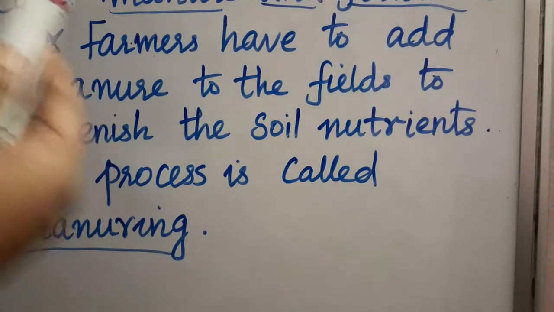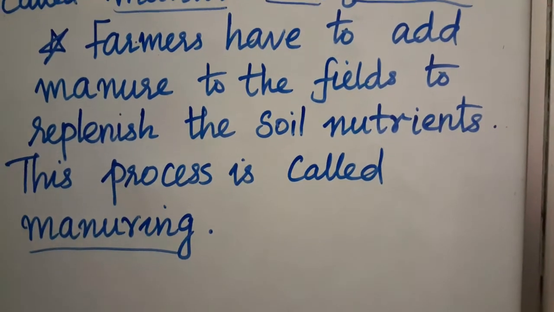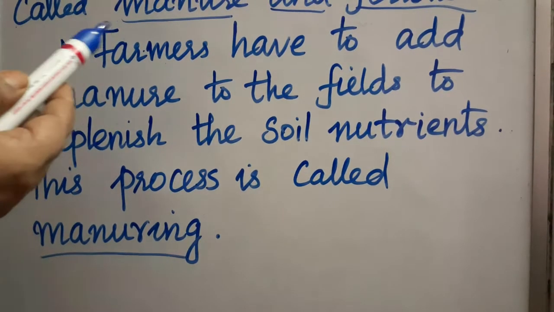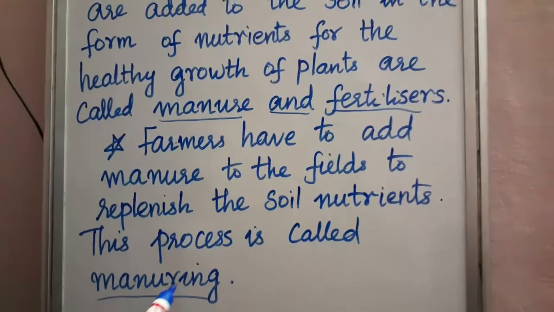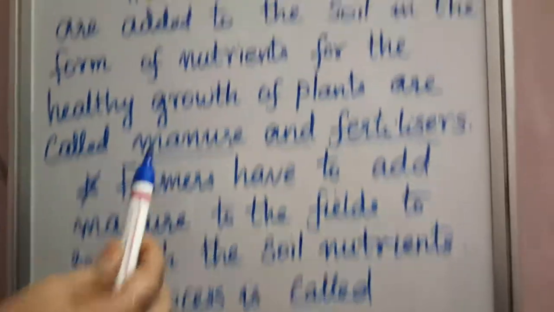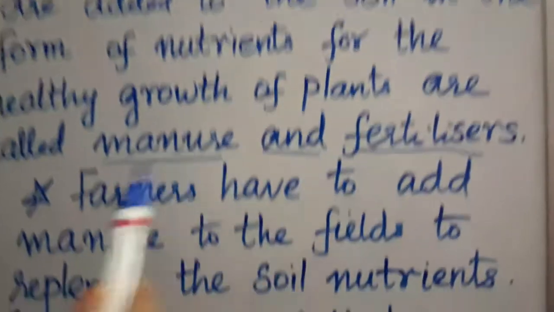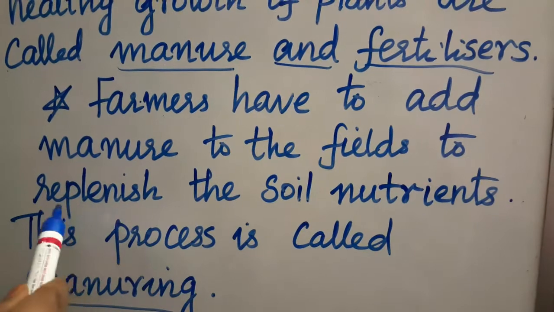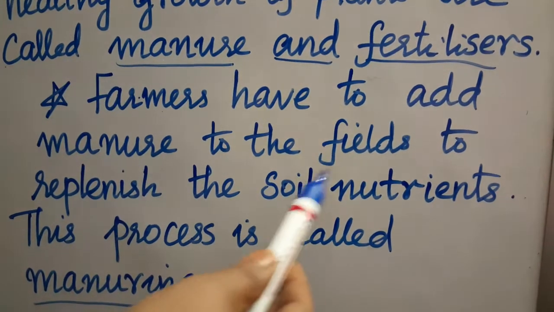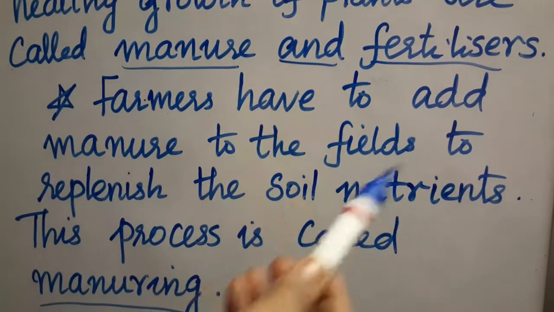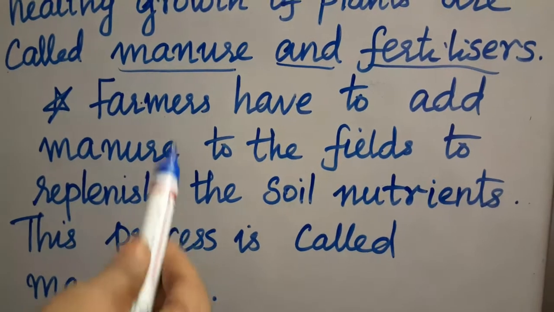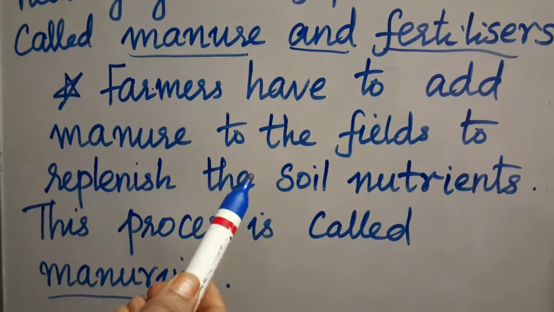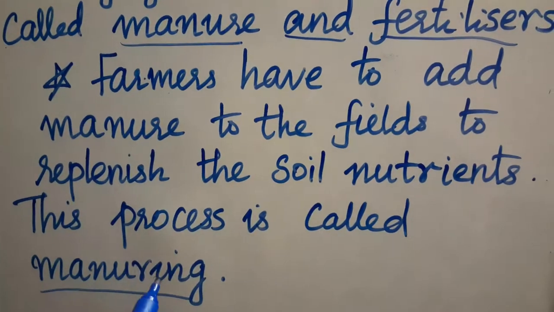Depending on seasons, like rainy seasons, farmers will add more nutrients in the form of manure and fertilizer. That process is known as manuring. Once again, the farmers have to add manure to the fields to replenish, which means regain, the soil nutrients once they are lost. So by adding the manure and fertilizer, the soil will become fertile. This process is known as manuring.